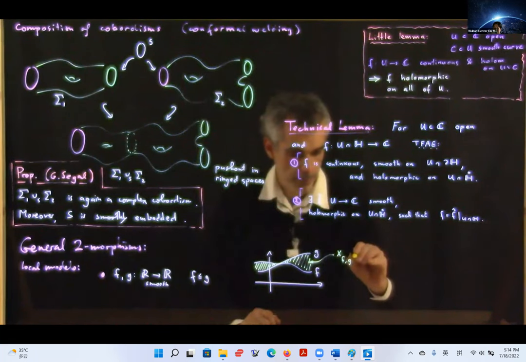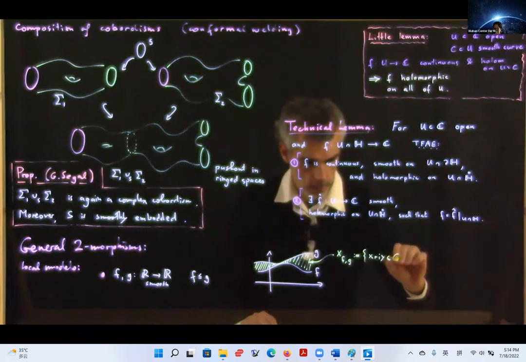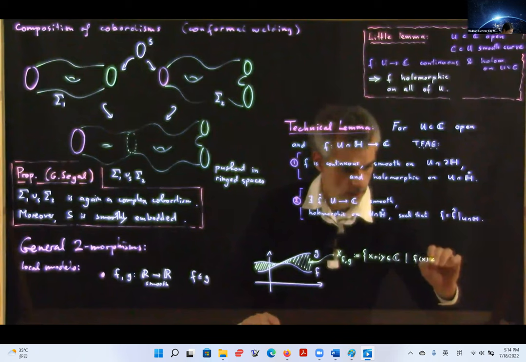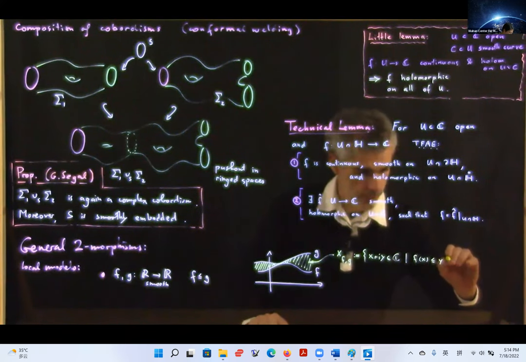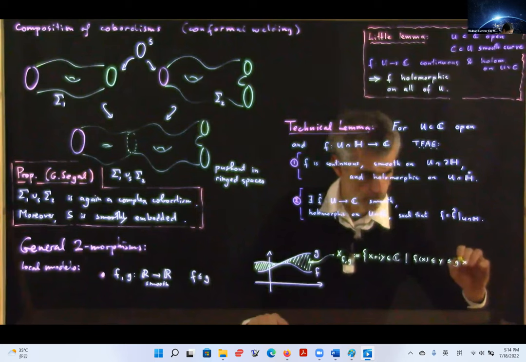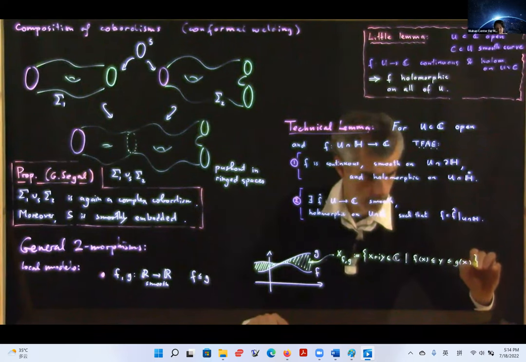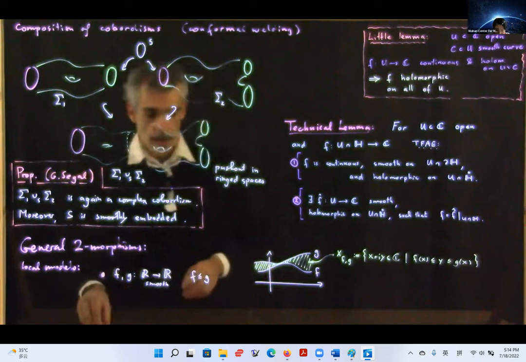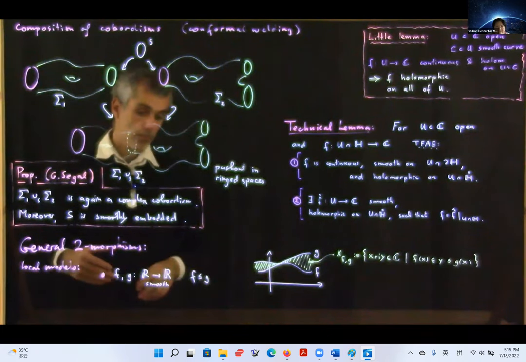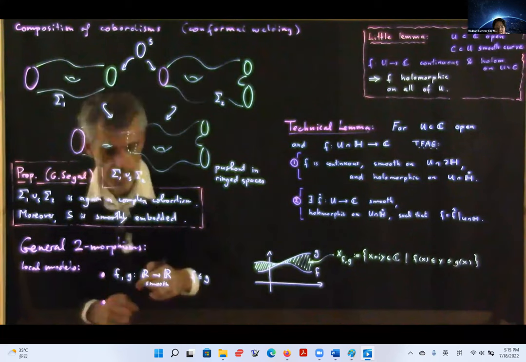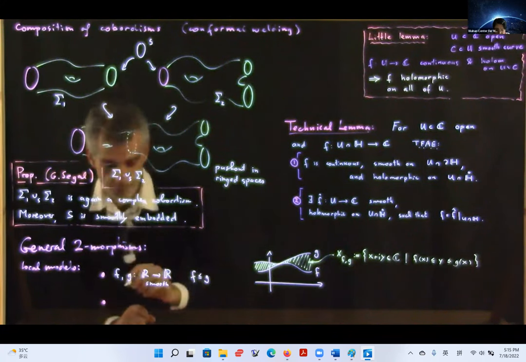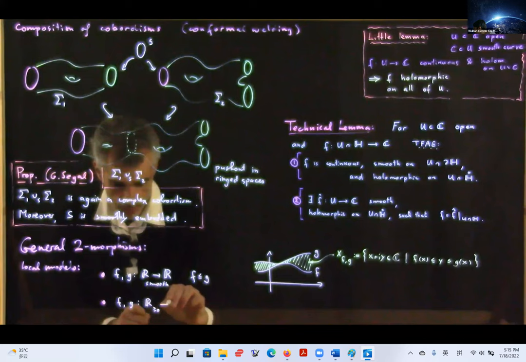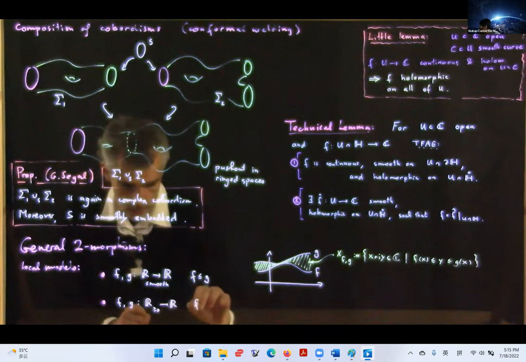It's a set of x plus iy such that it's between the graph of f and the graph of g. And then I have another local model, which is essentially the same thing, except now my functions are going to be defined from the positives to R.